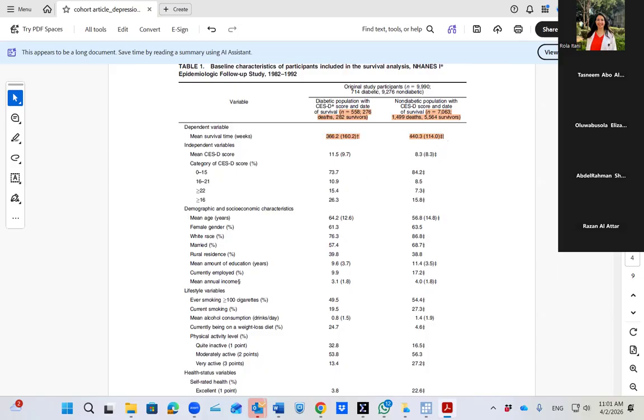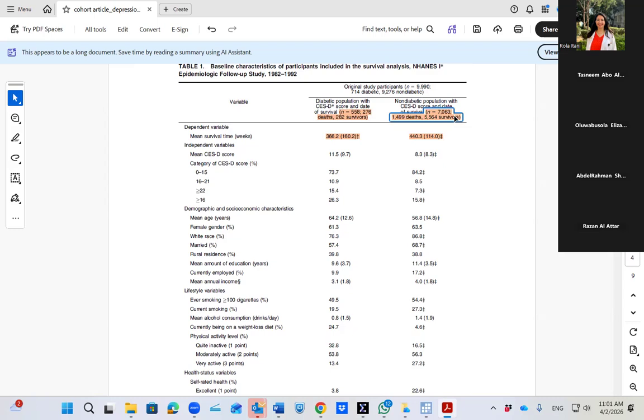So we use the mean survival from that table. The mortality. Yep. The death. So 276 out of 2558. This is the probability of dying among diabetic and probability of dying in non-diabetic, which is 1499 over 5564. Right? Sorry, 1499 over 7063.